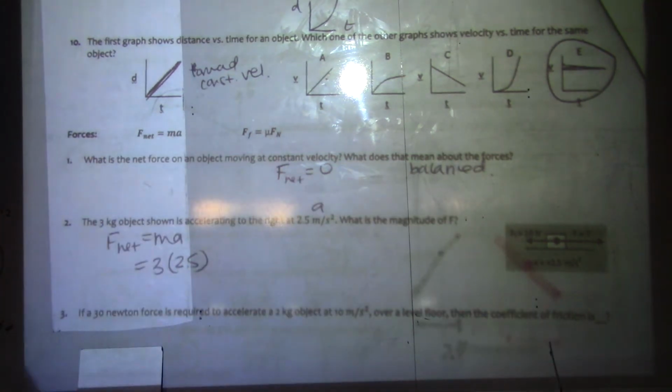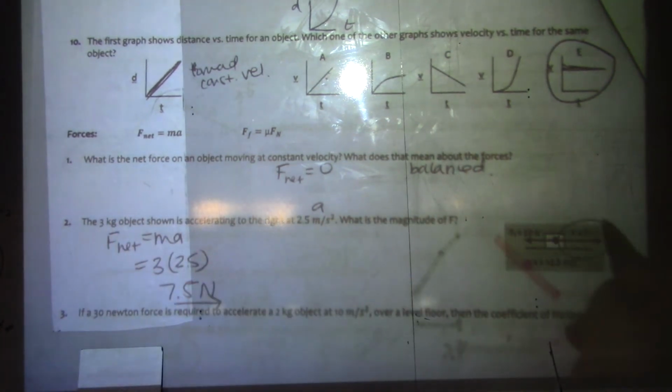Here we have an acceleration. We're looking for the magnitude. So first of all, if you have acceleration, you can find your net force. So net force equals mass times acceleration. So 3 times 2.5 gives you 7.5. So my net force is this much to the right.